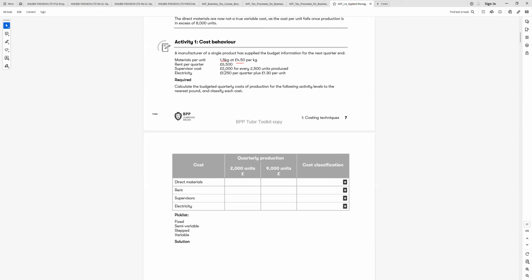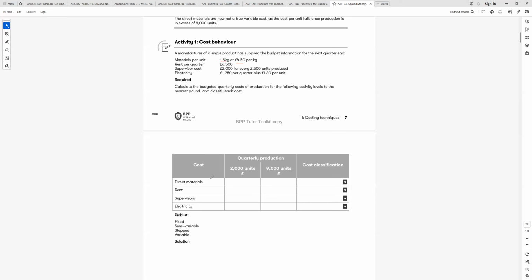Rent per quarter, for 1 quarter it is 6,500. Supervisor cost 2,000 for every 2,500 units produced. So we need to find out what type of cost it is. And electricity, 1,250 per quarter plus 130 per unit. The requirement is asking, calculate the budgeted quarterly cost of production for the following activity level to the nearest pound and classify each cost.